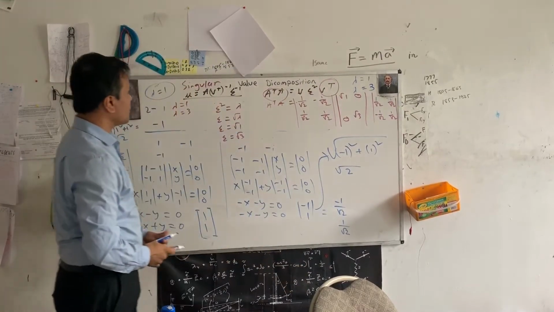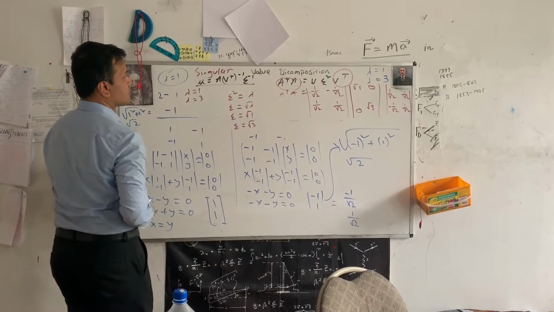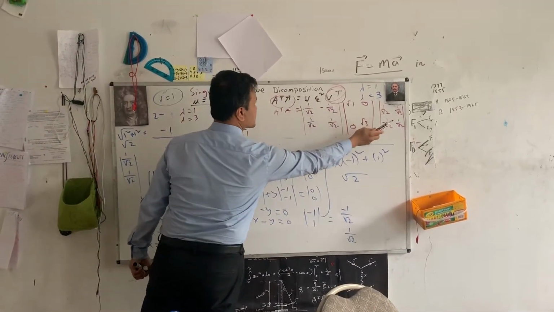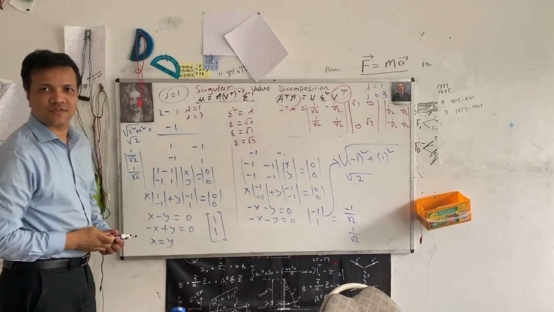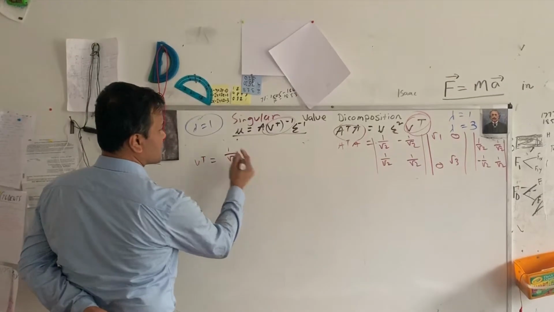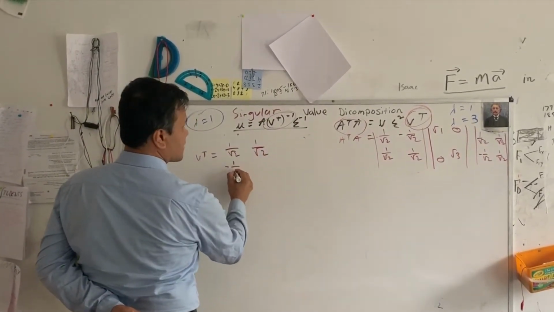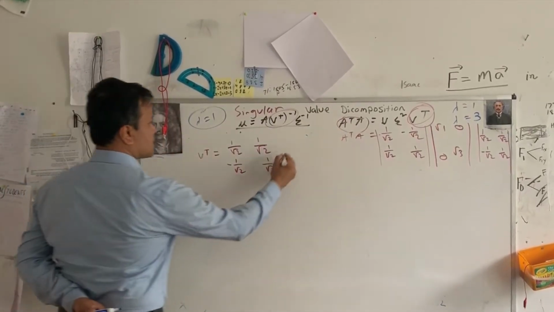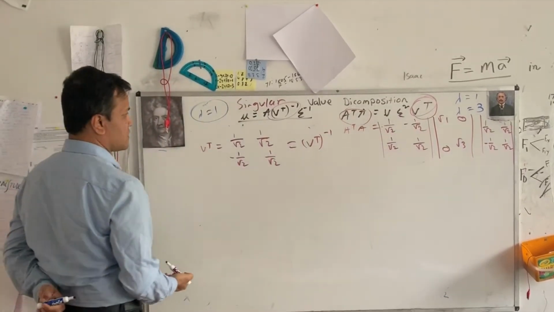Alright, now we want to find from here to here, because this is V transpose, but we need V transpose inverse. 1 over the square root of 2, 1 over the square root of 2, minus 1 over the square root of 2, 1 over the square root of 2. So we want to convert it to V transpose inverse, and this is the augmented. How are we going to do that?